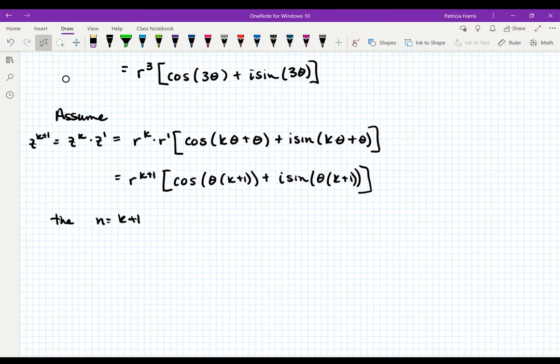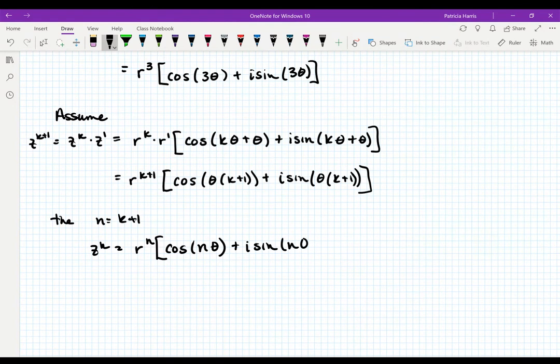Then we arrive at DeMoivre's theorem, which is actually a really cool theorem. Kind of makes life easier. And that's DeMoivre's theorem, and you've just proved it.